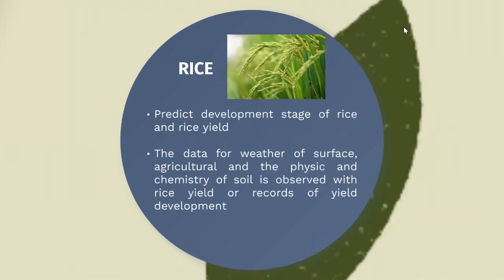This model can also help predict the development stage of rice and rice yield. This data for weather, agricultural space, and the physics and chemistry of soil is observed with rice yield or records of yield development.